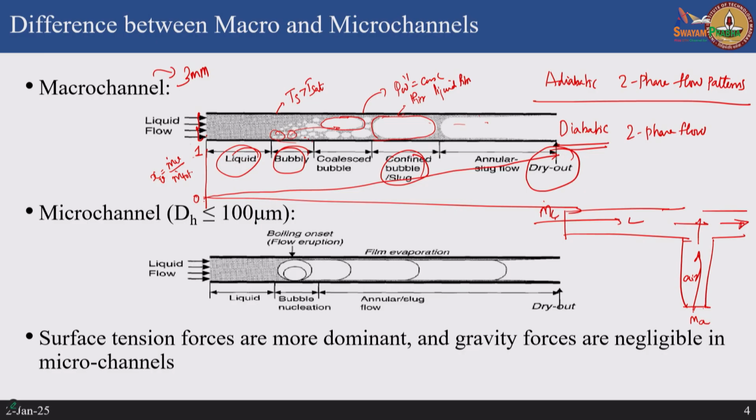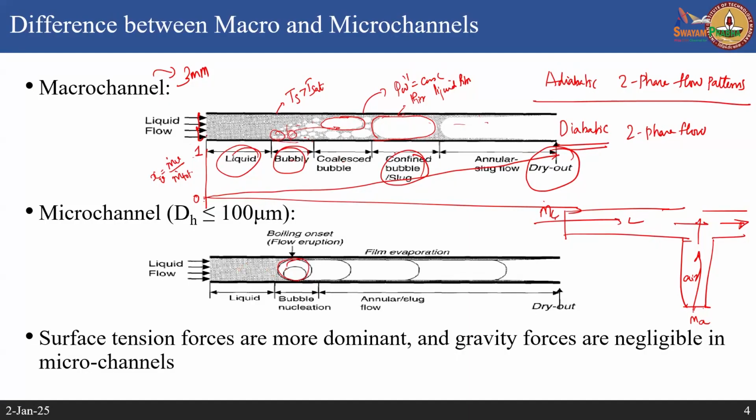you will not see these bubbles growing from the bottom and rising up, because the size of the channel is so small that once the bubble nucleates it immediately reaches the size of the channel, so it cannot grow like a bubbly flow in a macro channel. So the bubble nucleation will happen very quickly, and it will proceed to a slug flow and then to an annular flow.